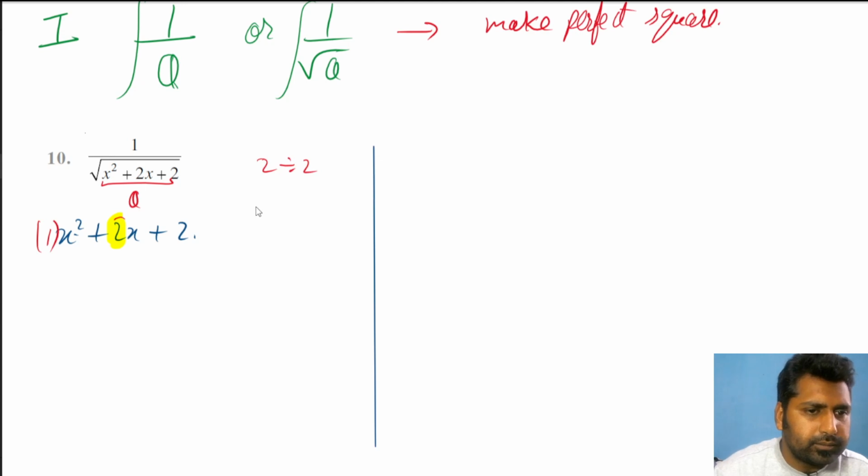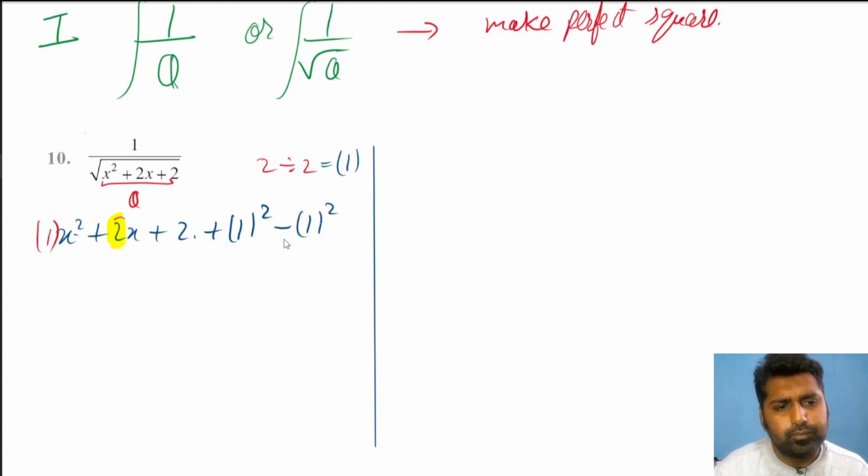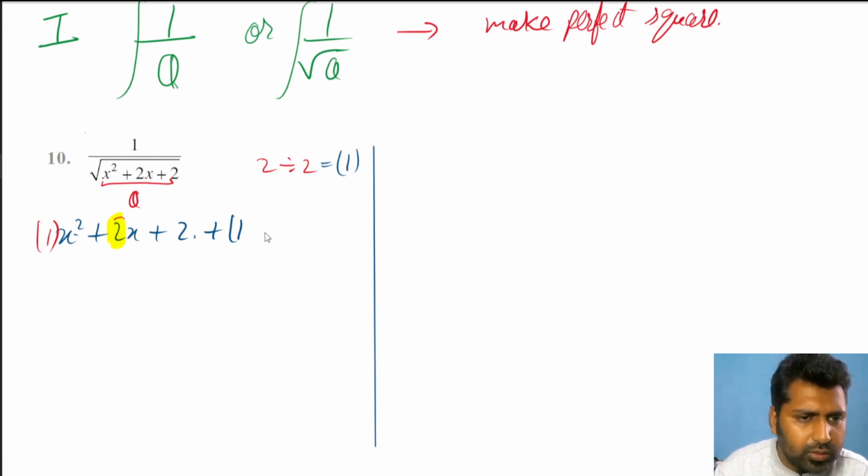Then what do you get as result? 1. You add 1 square, and subtract 1 square also. I'll repeat the steps. Make sure the coefficient of x square is 1. Take the coefficient of x divided by 2. If it is 3, divide by 2. If it is 4, divide by 2. If it is 5, still divide by 2. Whatever number you get, you add the whole square of that number and subtract the whole square of that number. So basically adding 1 square and subtracting 1 square.